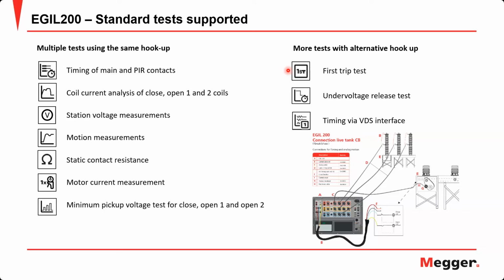So now we can perform a timing test without, let's say, de-energizing the circuit breaker. So we don't lose this valuable information. We can also do a timing test via the voltage detecting system in medium voltage GIS.